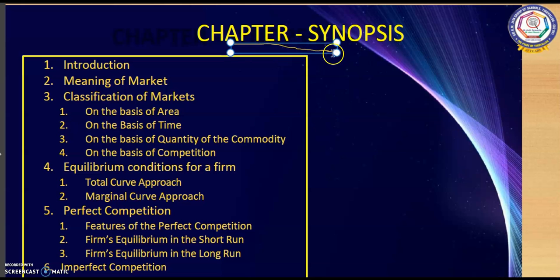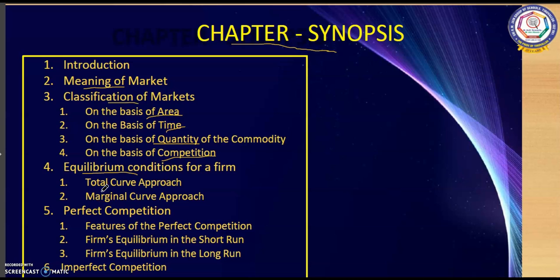The synopsis of this chapter: introduction, meaning of market, classification of markets on the basis of area, time, quantity of the commodity, and on the basis of competition. Next, equilibrium conditions for a firm.